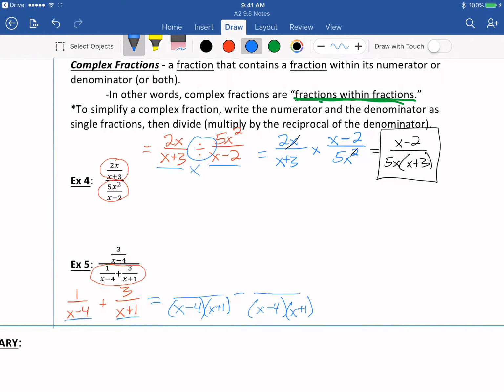So then I have to multiply that x minus 4 by x plus 1 to get that common denominator. So I've got to multiply the top by x plus 1. I have to multiply this side by x minus 4, and multiply that 3 by x minus 4. Now if I go through here and solve this, I can distribute that 1 onto both, so I'm left with x plus 1 on the top, and over here on the top, I have 3x minus 12.